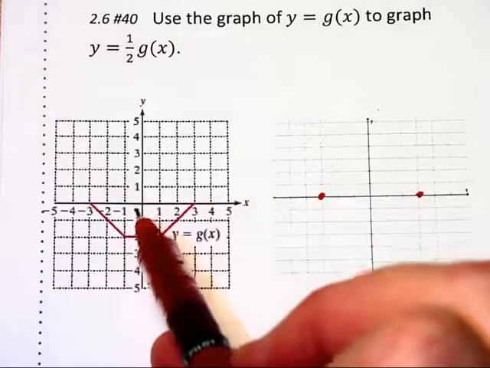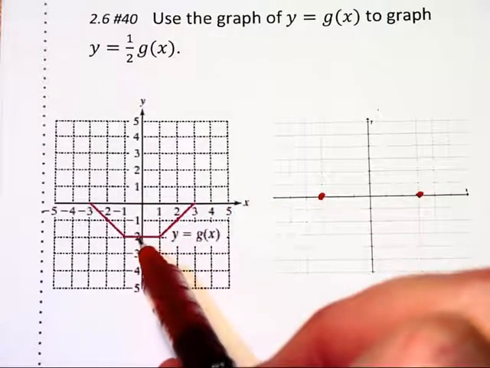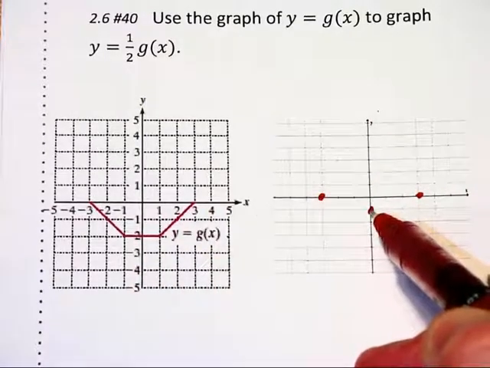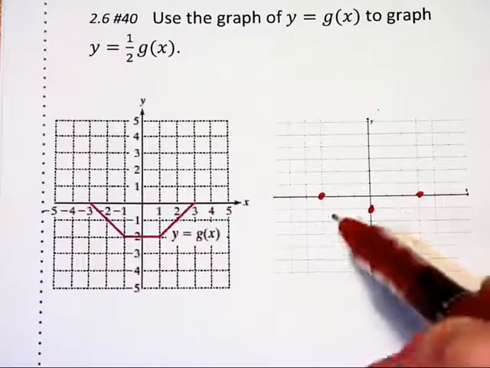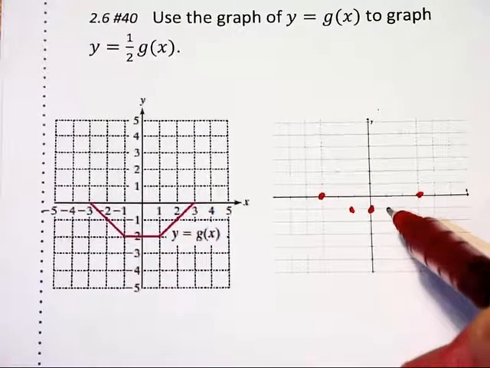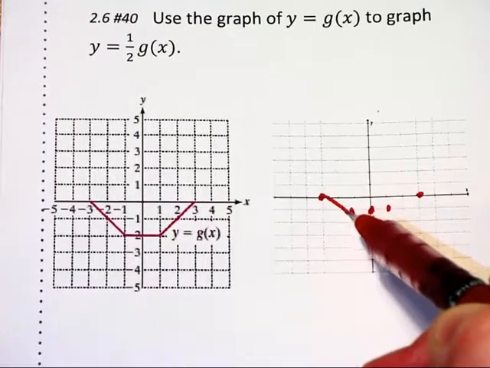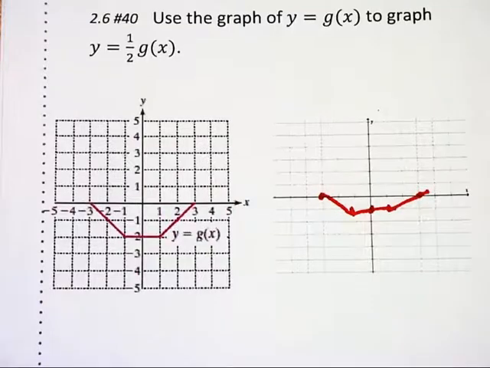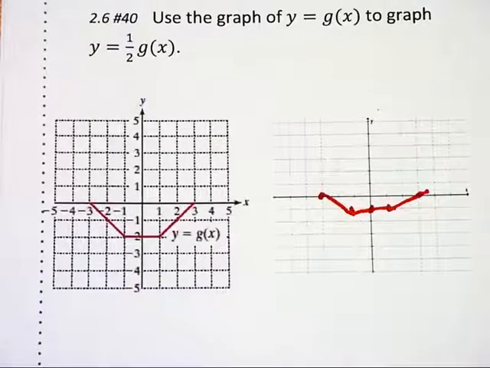Now, at x equals 0, we have a height of -2. Half of that is -1. So it's only going to dip down a little ways, and so let's graph each of those points there. And we're going to have what you might call a smushed graph when you compare those two side by side.